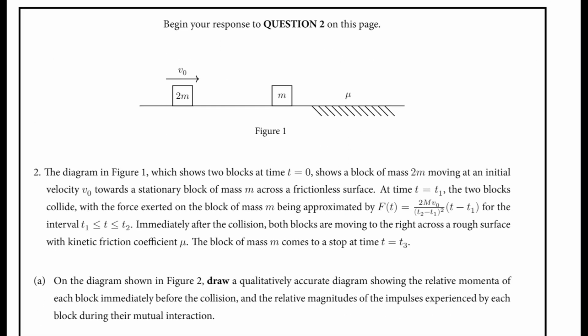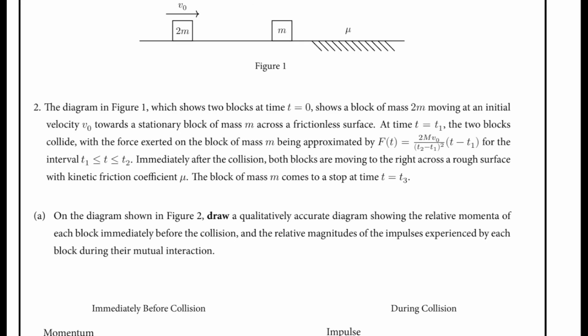All right, now on to the long question, the translation between representations. So we have instant thoughts of some sort of momentum idea happening here because I see 2 things about to hit each other. So the diagram in figure 1 shows 2 blocks at time t equals 0. We have a block of mass 2m moving at v0 towards a stationary block. At time t1, they collide, and there's this variable force versus time function that looks quite nasty that shows the force acting between the blocks on that interval.